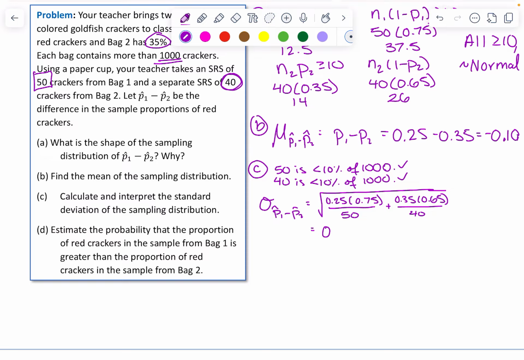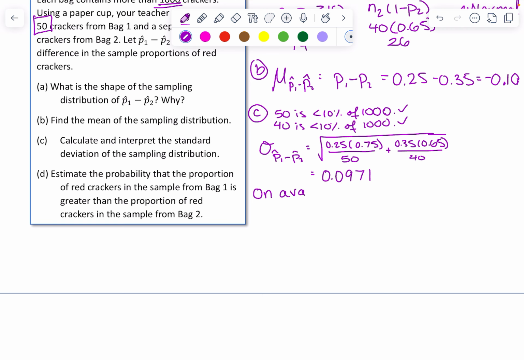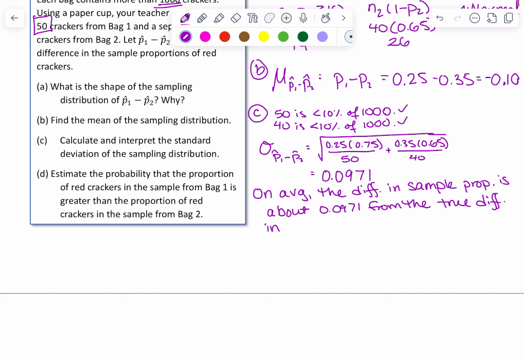So my standard deviation is 0.0971, which means on average, now this isn't going to be just the sampling proportion, this is going to be the difference, because we're subtracting two of them, the difference in sample proportion is about this far away from the true difference in proportions, which we found earlier was negative 0.10. Okay.